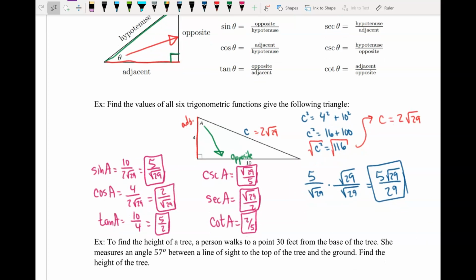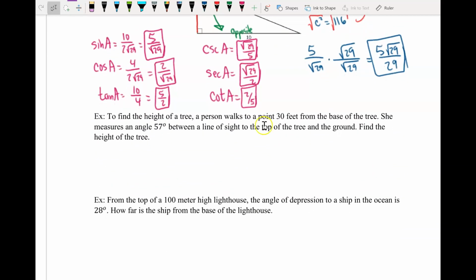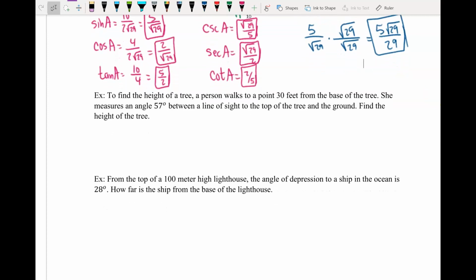Okay, now let's do this next example. To find the height of a tree, a person walks to a point 30 feet from the base of the tree. She measures an angle of 57 degrees between the line of sight to the top of the tree and the ground. Find the height of the tree.